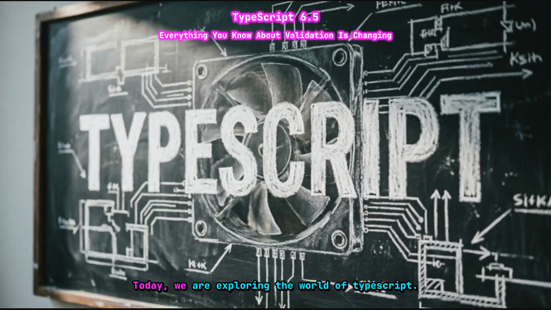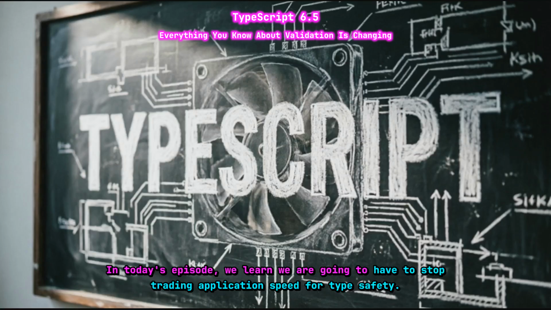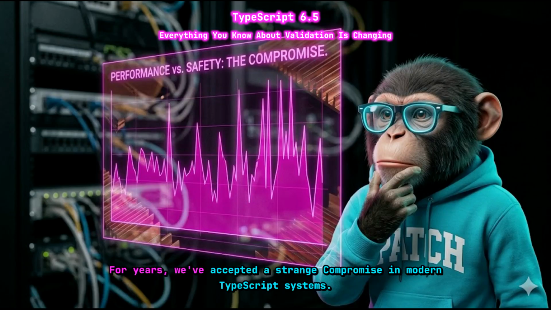Development. Today, we are exploring the world of TypeScript. In today's episode, we learn we are going to have to stop trading application speed for type safety. For years, we've accepted a strange compromise in modern TypeScript systems. We write clean, elegant interfaces that describe our data perfectly.